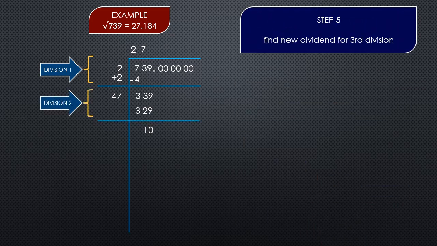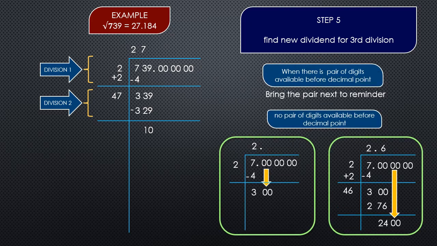Step 5. Find the new dividend for the third division. We have already gone through this explanation in the previous division, so we'll jump directly to the example. There is no pair of digits available before the decimal point, so you had to bring the first pair of digits after the decimal point down with the decimal point added in quotient. Now this value 1000 is a new dividend for our next division.